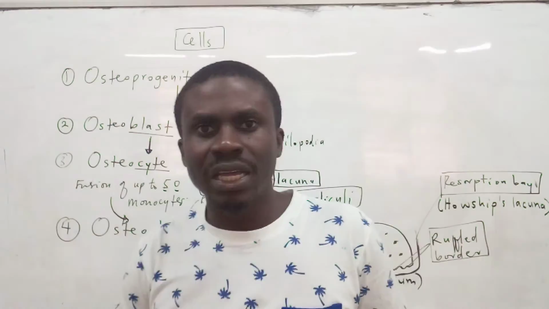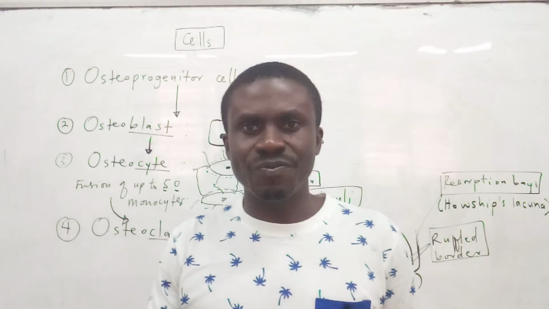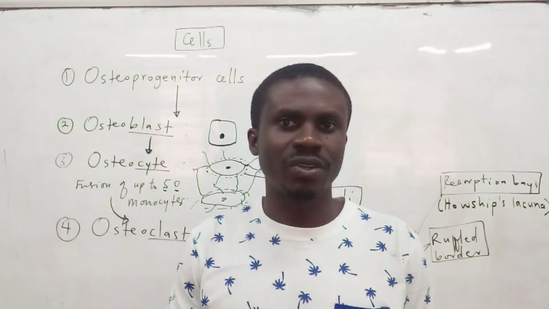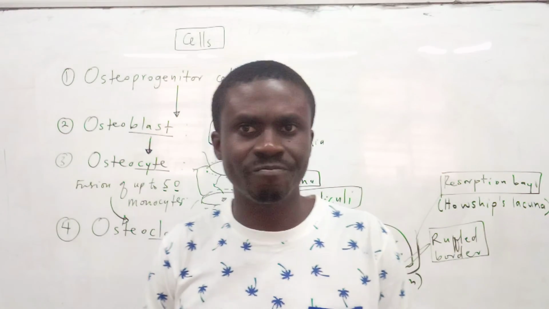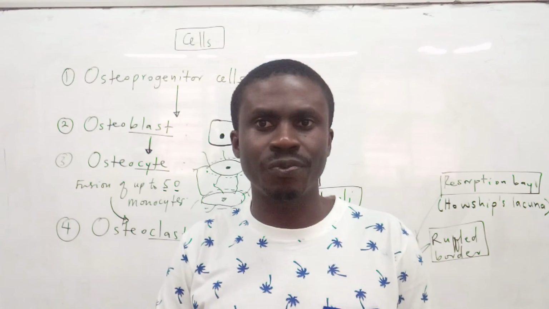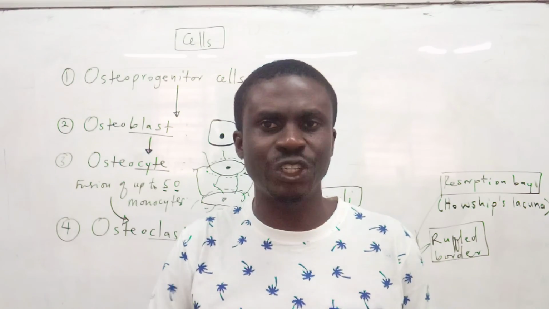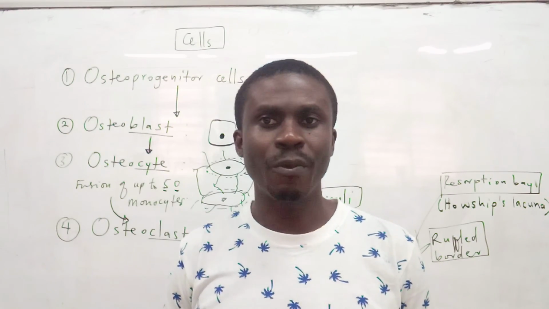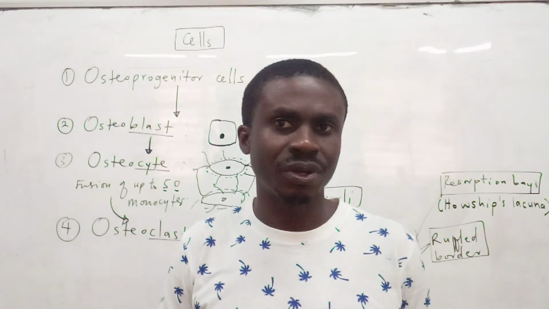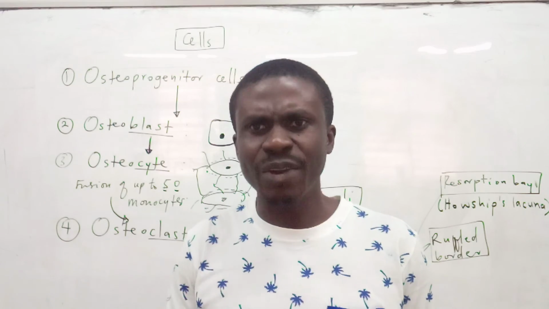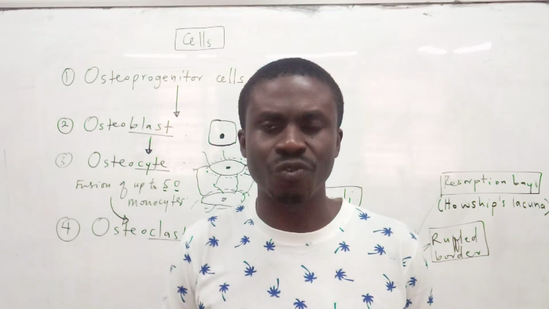Now, in our next video, in our next section, so these are the cells of the bone that you should be aware of. In our next video, we are going to look at the types of bone tissue that we have, the spongy bone and of course the lamellar bone. We are going to see them, and then we also look at ossification of bone.